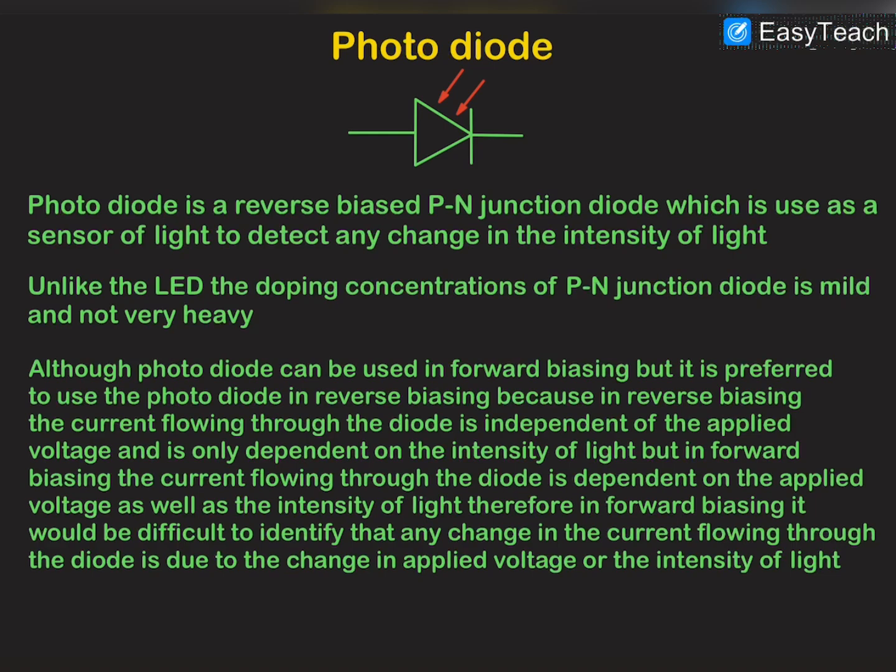In this video, we are going to discuss the photodiode. As the name suggests, a photodiode is a PN junction diode which is not very heavily doped. It is a mildly doped PN junction diode, and a photodiode is used in reverse biasing. The function of a photodiode is to detect any change in the intensity of light, or we can say that it acts as a sensor of light. So this is the photodiode. I'll explain the detailed functioning of the photodiode in this video.